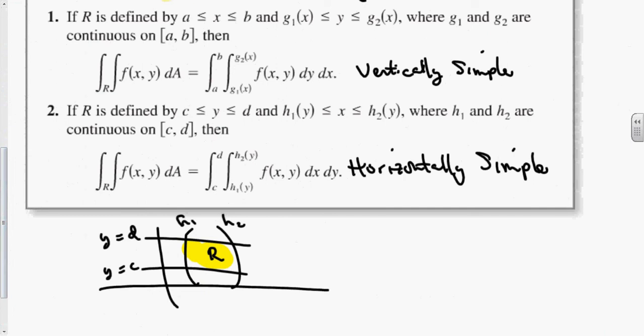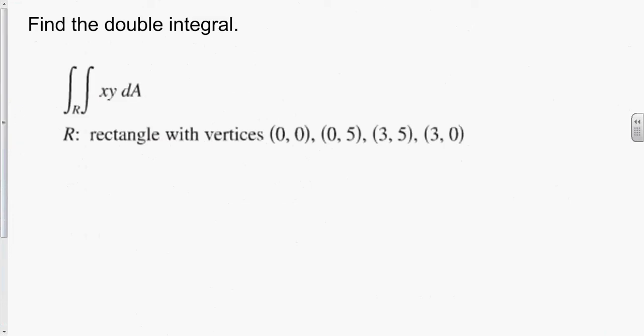Well, let's see if we can do just that. Let's take the first problem. Find the double integral. Here, the region is defined as a rectangle with vertices. Let's look and see. I put it up here. So we're at the origin, 0, 0, and then 0, 5. And then 3, 0 is there. And then 3, 5 is here.